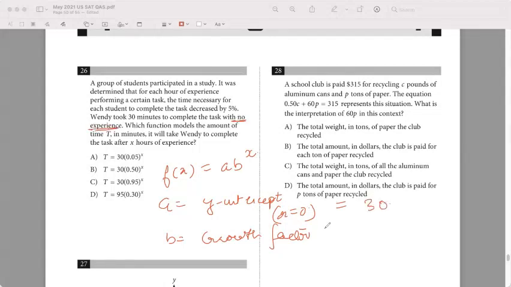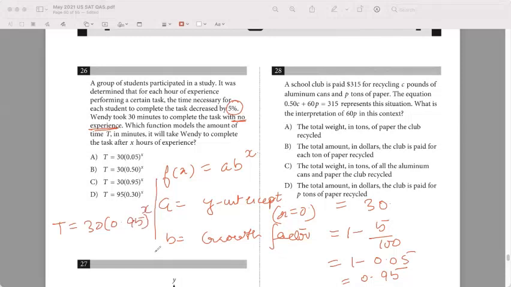So a is 30. And we know that for every hour of experience, the time necessary to complete the task decreases by 5%. So that will be 1 minus 5 over 100, which is 1 minus 0.05, which is 0.95. So the growth factor is 0.95. So the value of the function t will be 30 times 0.95 to the power x, which is option C.